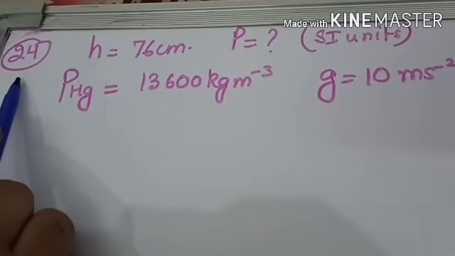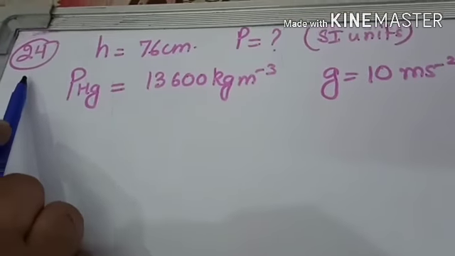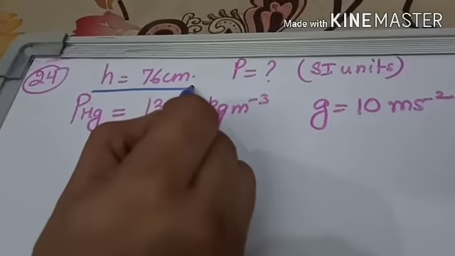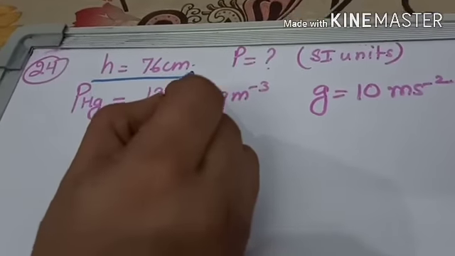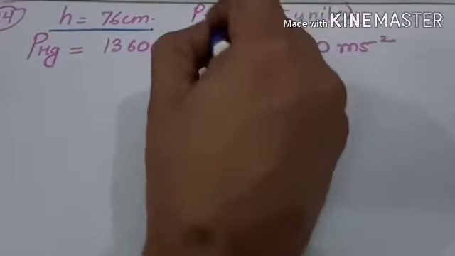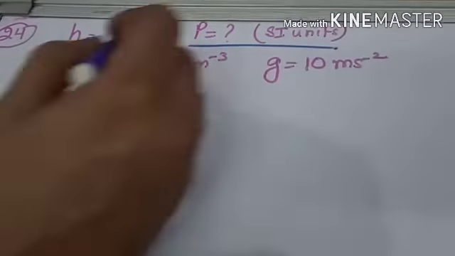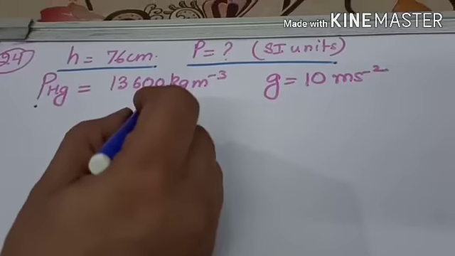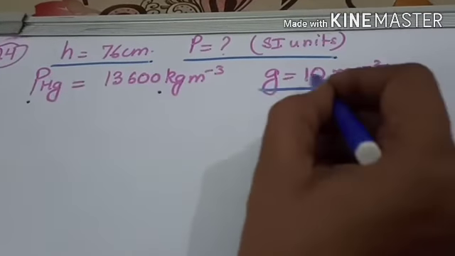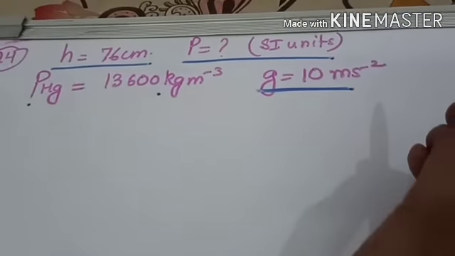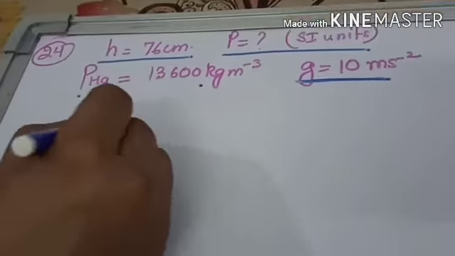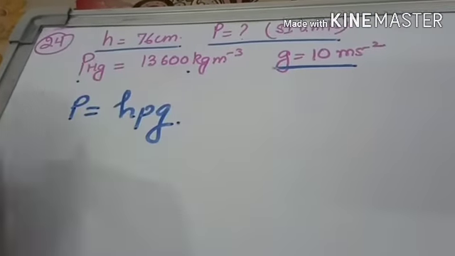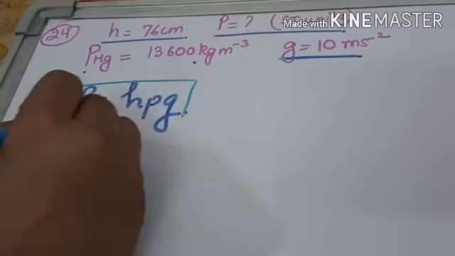Question number 24. It says that the normal atmospheric pressure is 76 centimeter. So height is given to us, 76 centimeter of mercury. Calculate the pressure in SI unit when the density of the mercury is 13,600 kg per meter cube and acceleration due to gravity small g is given 10 meter per second square. So the formula you will be using is P is equal to h rho g.